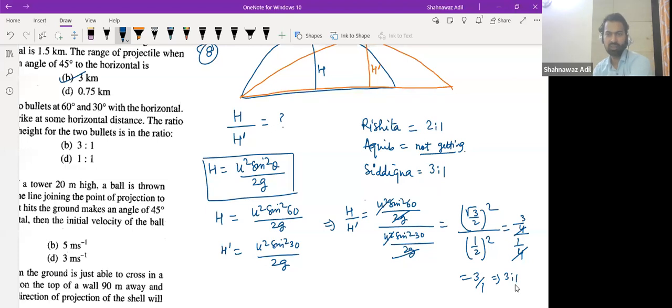Yes, I did the calculation wrong, sir. Yeah, so you will calculate. Akib, but where did you get stuck? Sir, I was taking U as 0, so everything was coming 0.